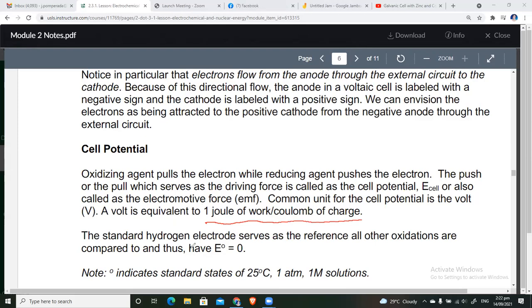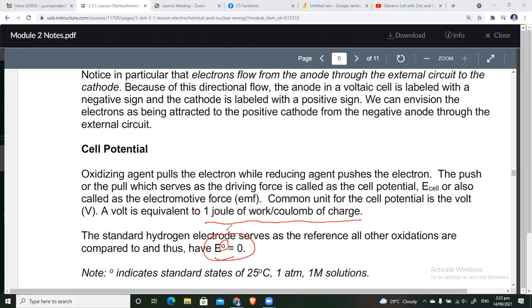Now, the standard hydrogen electrode serves as the reference against which all other oxidations are compared, and thus we say that for our standard hydrogen electrode, this is its standard. So this has a degree symbol, meaning standard.